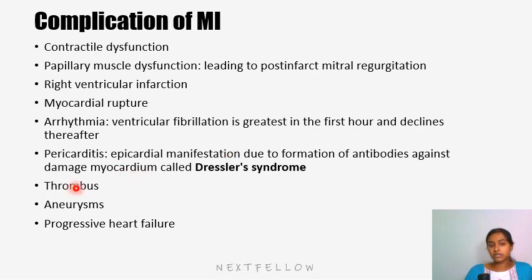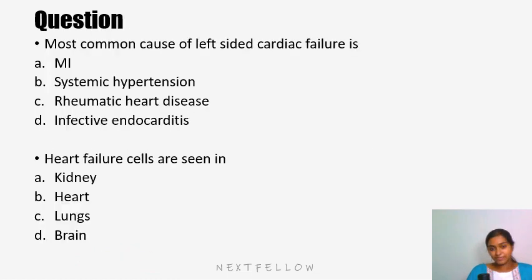And the next complication is pericarditis. This is an important MCQ. So the pericarditis associated with MI is Dressler's syndrome. This is mainly due to the formation of antibodies against the damaged myocardium. So this is of autoimmune origin. Along with the above complications, the patient may also develop thrombus formation, aneurysm, as well as progressive heart failure. So we'll discuss certain important questions.